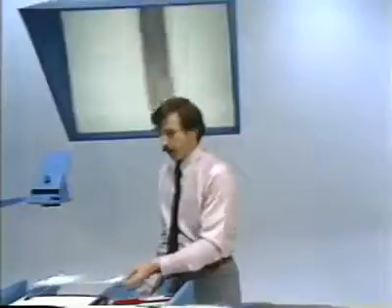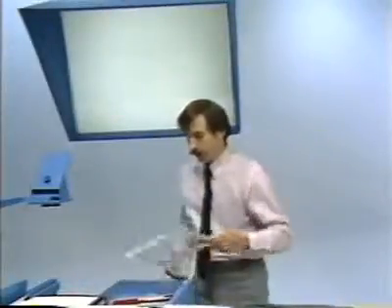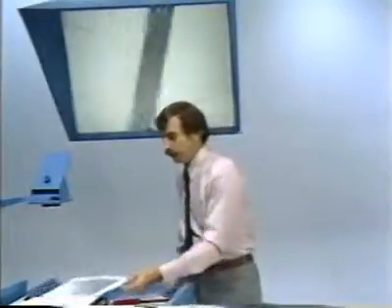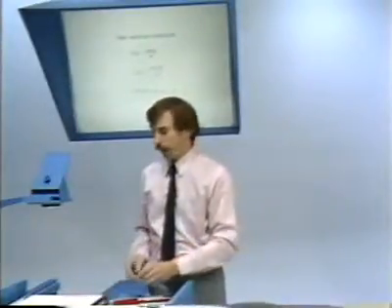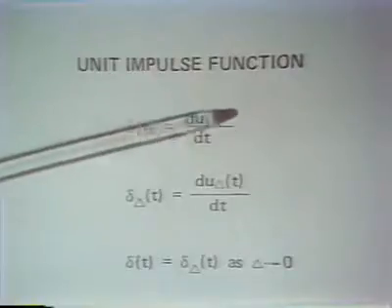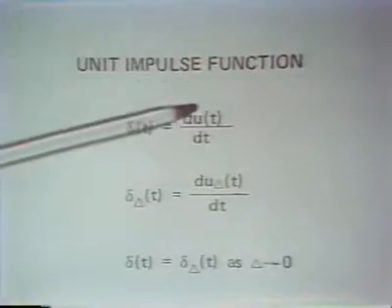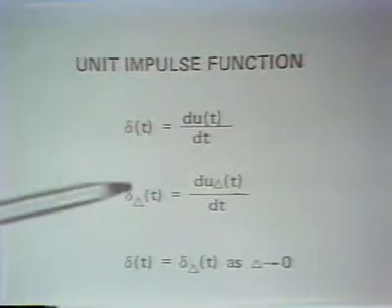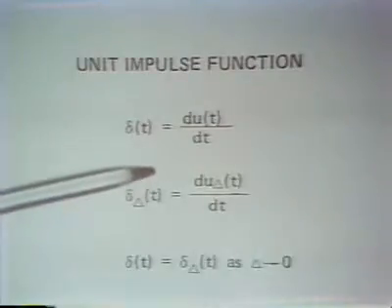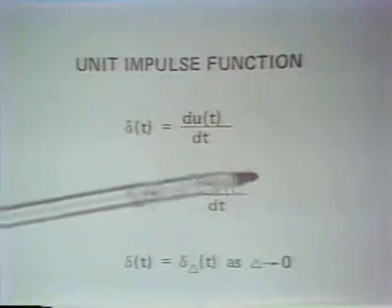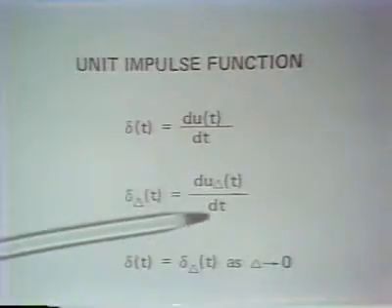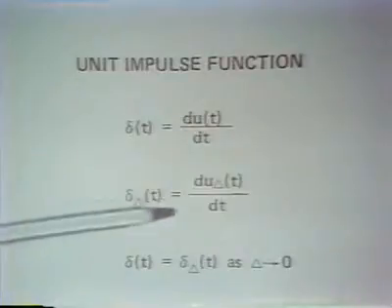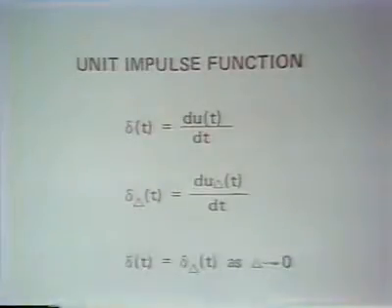We have then the definition of the unit impulse function, more or less formally defined as the first derivative of the unit step, or thought of as the limiting form of the derivative of the approximation to the unit step in the limit as delta, the duration of the discontinuity, goes to 0.